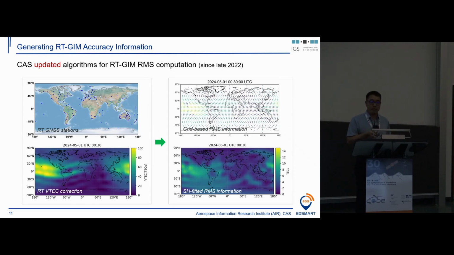In these slides, I give an example of the real-time GNSS stations we used for the RT-GIM computation. The top panel is the associated RT-VTEC corrections, as well as those real-time RMS information computed by our newly proposed algorithm.